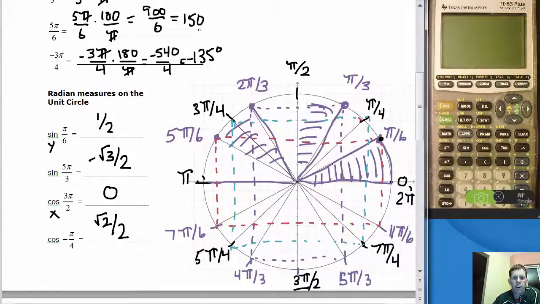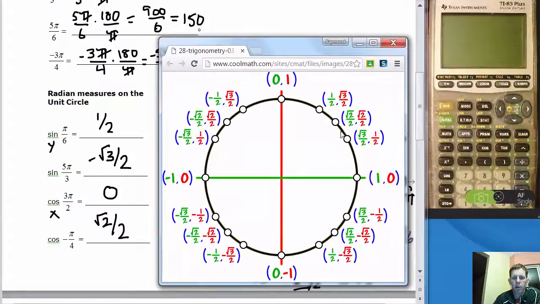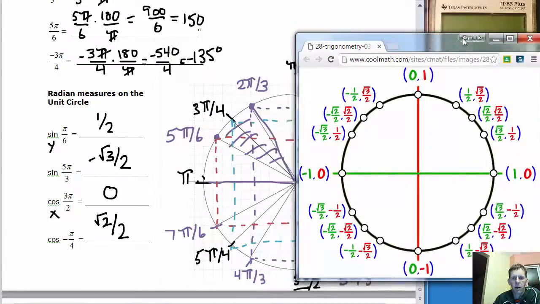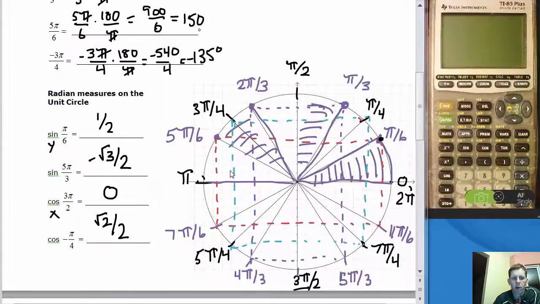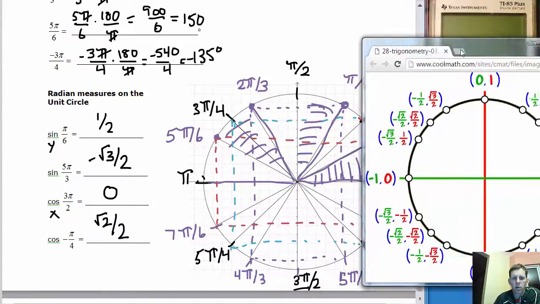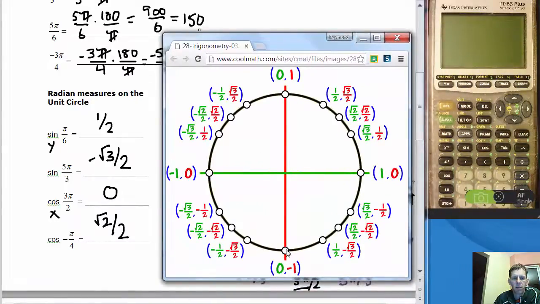For finding the sine of 5 pi over 3, we're looking at this angle that's down here in the bottom right corner. Sine is the y-coordinate here. So if we refer back to our original data, the y-coordinate at 5 pi over 3 is equal to negative root 3 over 2. It's this number in red right here. To find the cosine of 3 pi over 2, we're looking for the x-coordinate at 3 pi over 2. 3 pi over 2 is down here at the very bottom. The x-coordinate here is 0 because that's the point (0, -1). The x-coordinate is 0, so that's what we write down for that value.